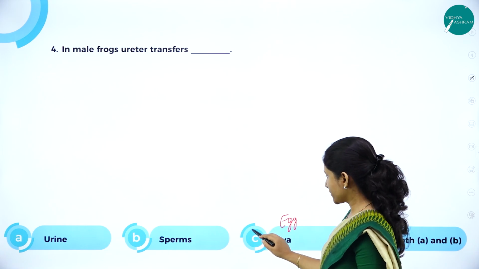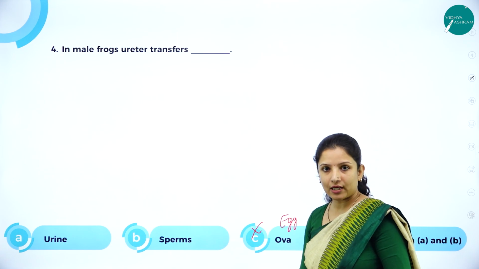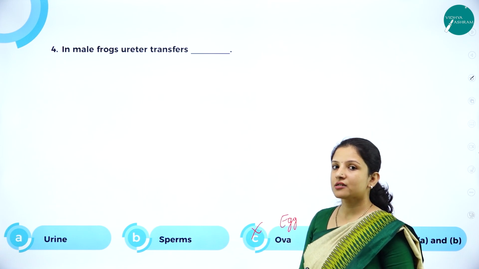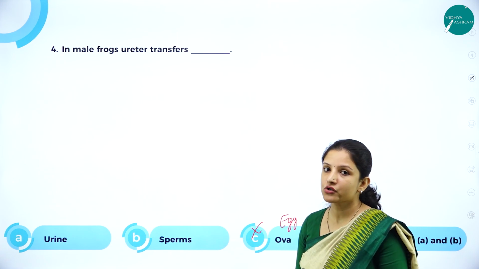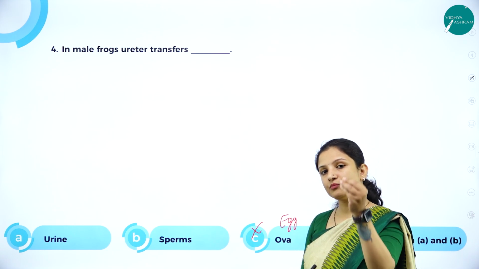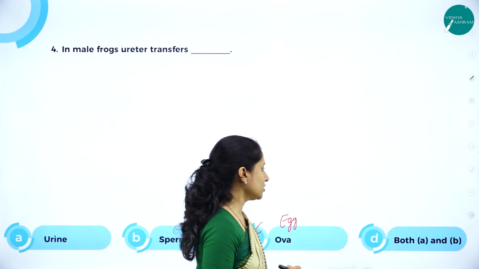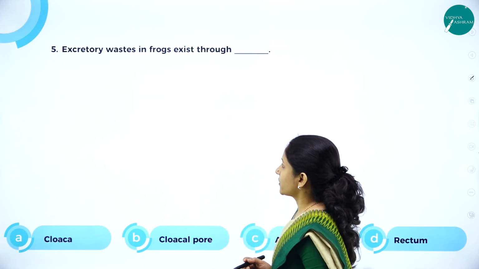So therefore this option we can eliminate. Now between urine and sperms, we know that in male frogs the ureter is also called the urinogenital duct, right? Why? Because it is capable of carrying both the sperms and the urine. So therefore the answer here is both A and B. Next question.